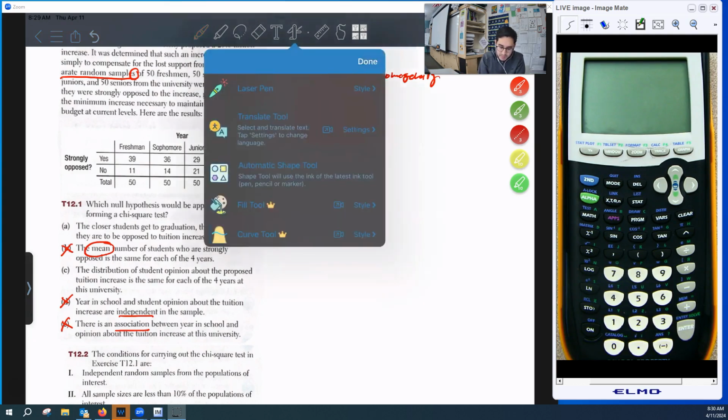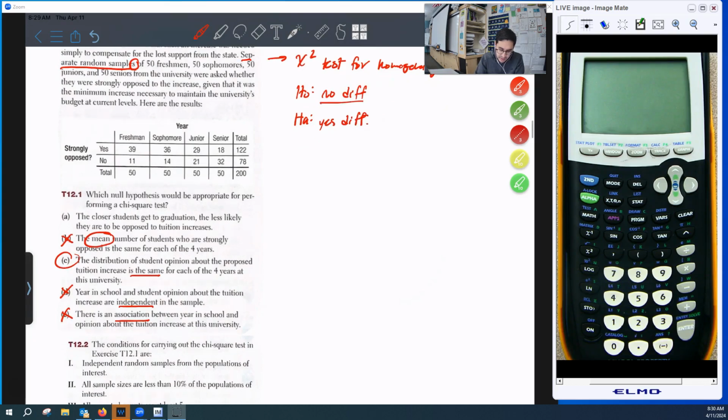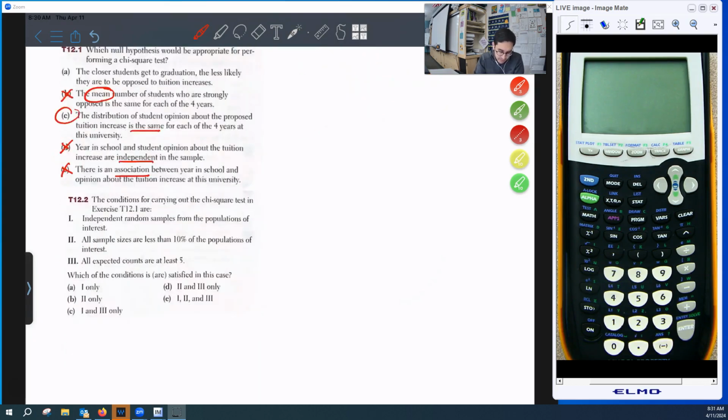Now again, we're looking for something along the lines of saying that there's no difference between the 4 different populations of students, freshmen through seniors. And choice C is the one that basically says that. The distribution is the same, which is equivalent to saying that there's no difference in the distribution for the 4 different grade levels. All right, let's look at 12.2 since it uses the same prompt.